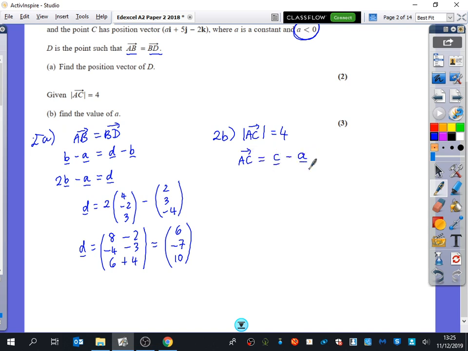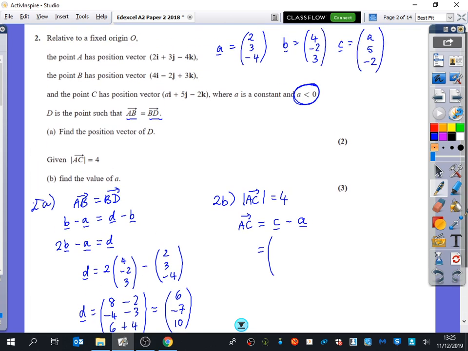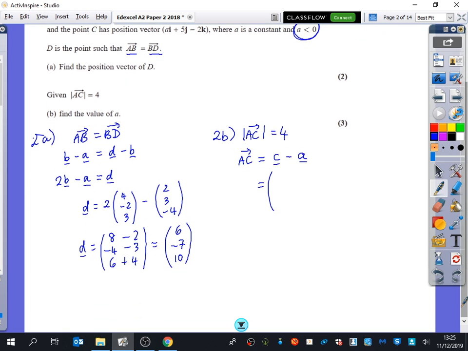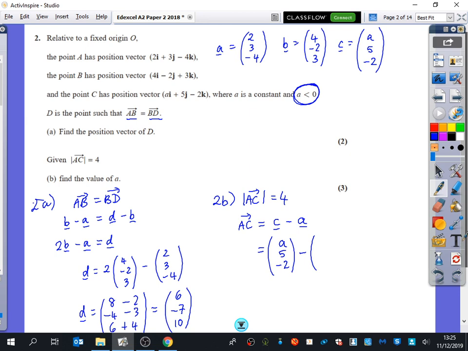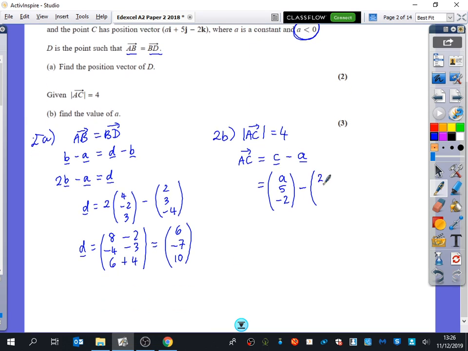AC, we know, is C minus A. And we've written at the top of our page that C is a, 5, minus 2. So a, 5, minus 2, and we're going to subtract what the vector A is. The vector A is 2, 3, minus 4. So I get a minus 2, 5 minus 3 is 2, minus 2 minus 4, people made mistakes here, is minus 2.